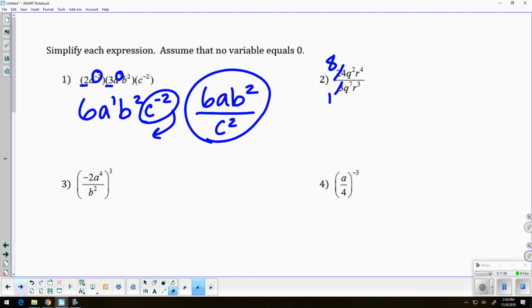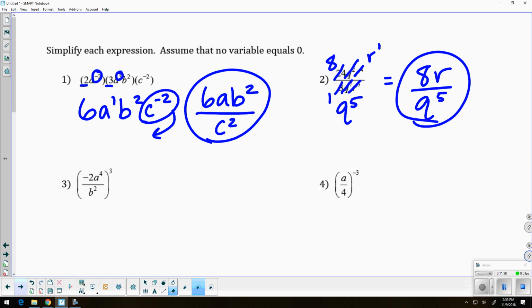So with the q's, you have 2 on top, and then you have 7 on the bottom. The 2 would cancel on top, leaving you with q to the 5th power on the bottom, because 7 minus 2 is 5. Same thing with the r's. You've got 4 r's on top, 3 on the bottom. The 3 would cancel, and you'd have r to the 1st power left on top. So if you clean this all up, your answer would just be 8r over q to the 5th power. And that would be it.